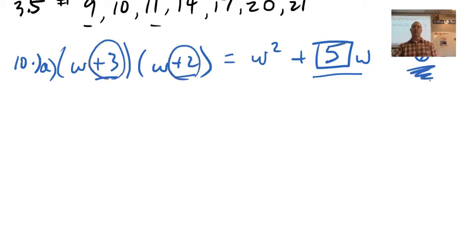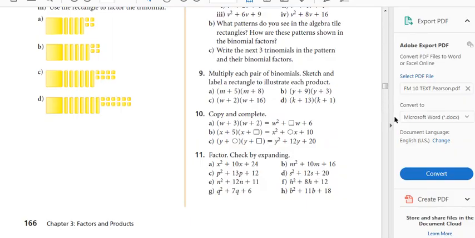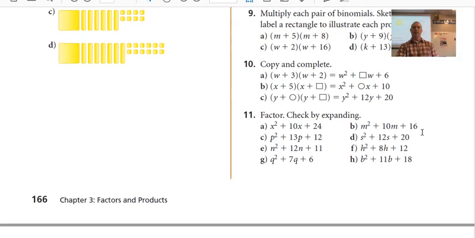And the last term should be the what of these two? Yes, it's called a product. Yeah, the product. Right. Okay, so I'll just show you the textbook here so that if you're at home without a textbook.